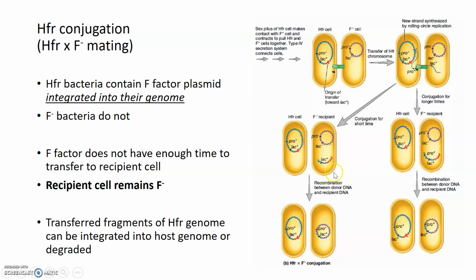But what can happen with these fragments from the HFR cells that are now in recipients is that genomic DNA that was transferred can be integrated into the host cell genome, or it can be degraded altogether. And so this is not a particularly good method of making F positive cells, right? Because the recipient cells don't obtain the ability to be F positive or to perform conjugation, but it does allow for some mixing of genomic DNA from the donor cell into a host cell, and that can in itself increase genetic variation.